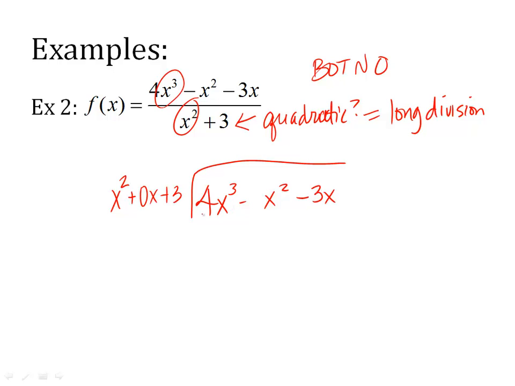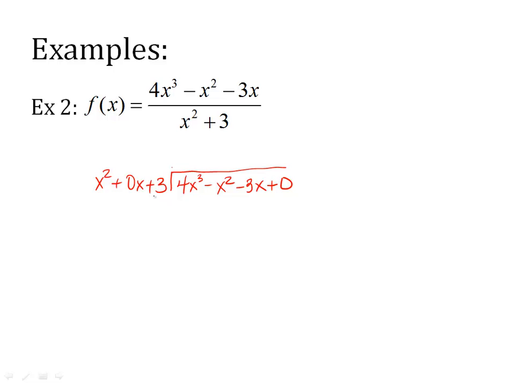Then you walk through the problem. Alright, now again, same questions as before. What times x squared is going to be 4x cubed? 4x. Multiply it out, you get 4x cubed plus 0x squared plus 12x. Go through and change your signs. This first term is 0. This is negative 1x squared. This becomes negative 15x plus 0.